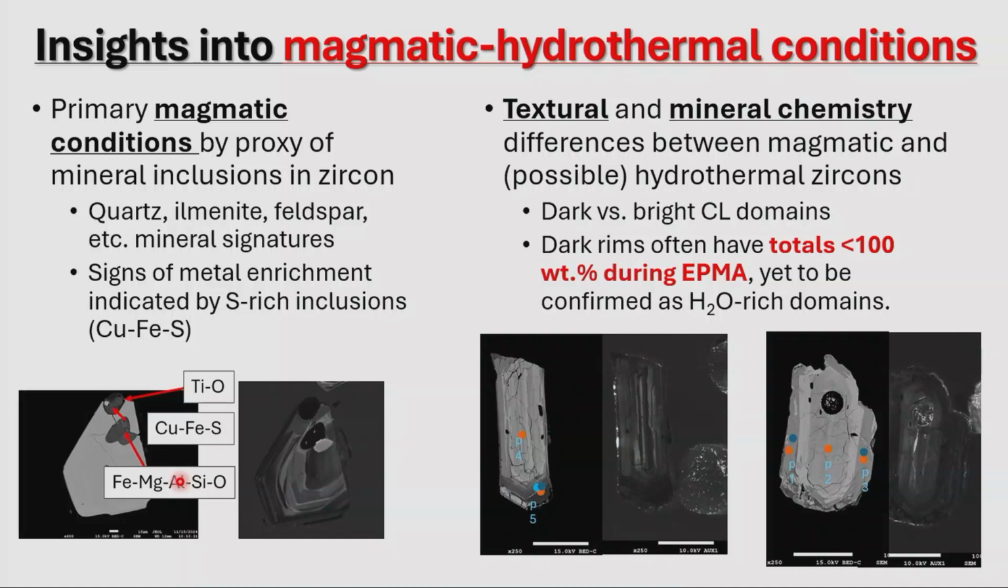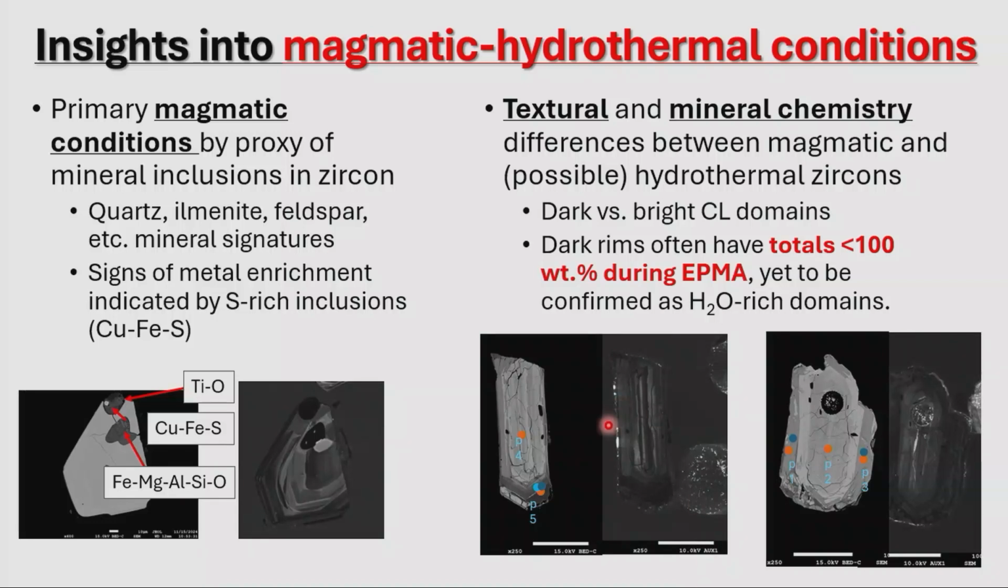So we see things like quartz, potential ilmenite, feldspars, and all these different mineral signatures in the inclusions. And we see signs of metal enrichment indicated by these sulfur-rich inclusions. So we have that chalcopyrite potential here. Beyond that, what we also are seeing is, so these zircon images across the bottom, we have BSE and then CL response left and right. We are also investigating zircons for potential hydrothermal rims.